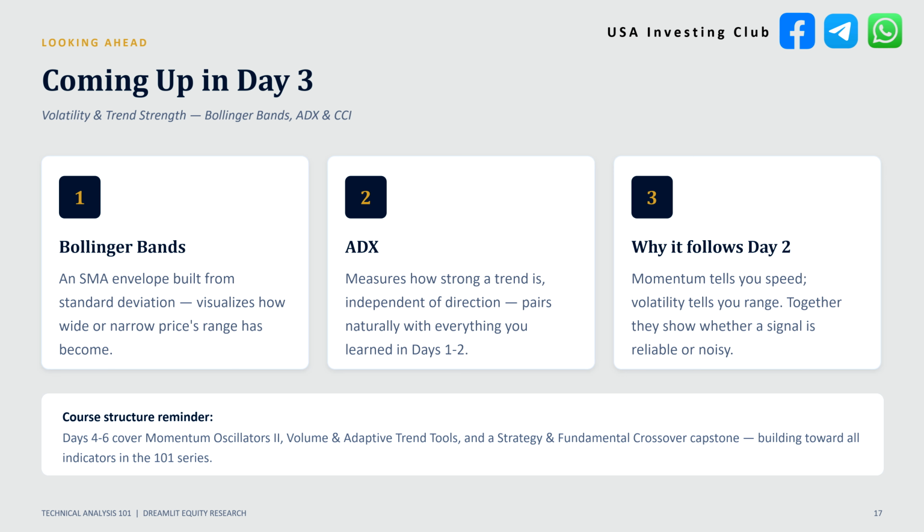Here's why day 3 follows logically from today. Momentum, which we covered today, tells you speed. Volatility, which is next, tells you range. And together, the two let you judge whether a given signal is genuinely reliable or just noise. As a structural reminder, days 4 through 6 will cover momentum oscillators 2, volume and adaptive trend tools, and finally a strategy and fundamental crossover capstone, steadily building toward the complete indicator toolkit this entire course promises.